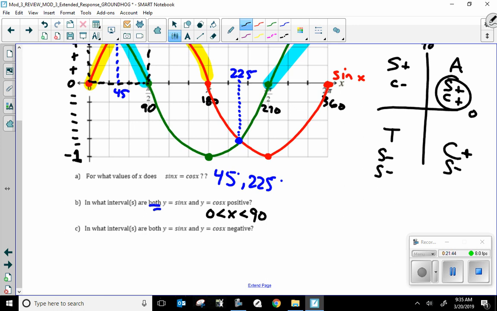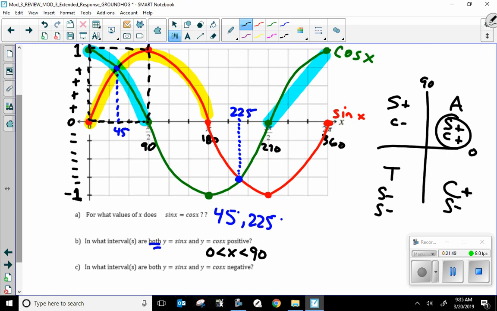Okay? Now let's take a look where they're both negative. Now I can look right here. The only quadrant in my unit circle where both sine and cosine are negative is quadrant 3. That's from 180 degrees to 270. Let's look at that on the graph. From 180 to 270.